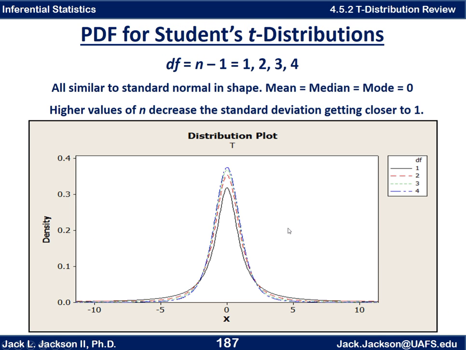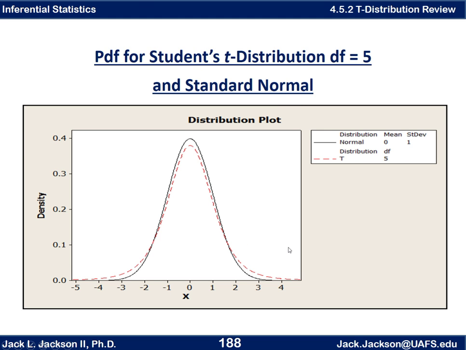So here's what the PDF looks like. I generated these graphs in the program Minitab, which is a statistical program. And here I have degrees of freedom 1, 2, 3, and 4, so in other words, sample sizes of 2, 3, 4, and 5. And you can see they all look very similar. They're mounded up, bell-shaped, centered at 0. And you can see that as the degrees of freedom gets larger, the standard deviation gets smaller. It gets a little bit taller and narrower here.